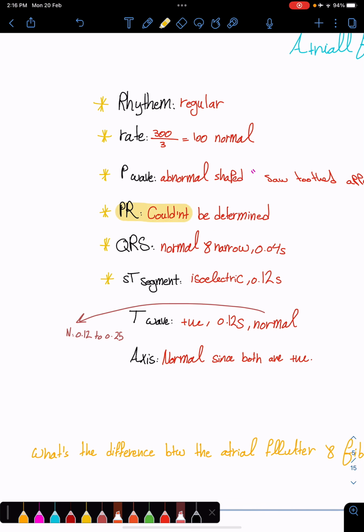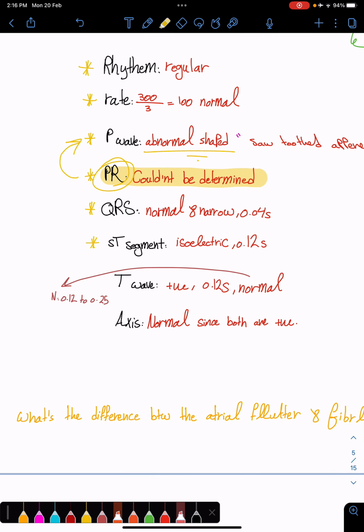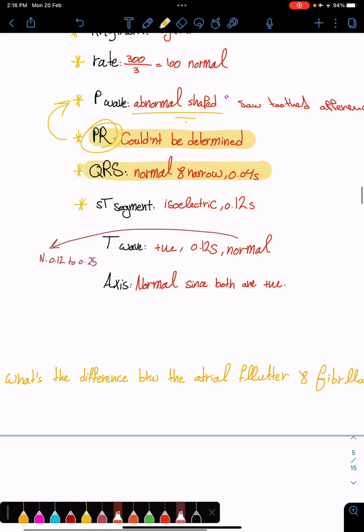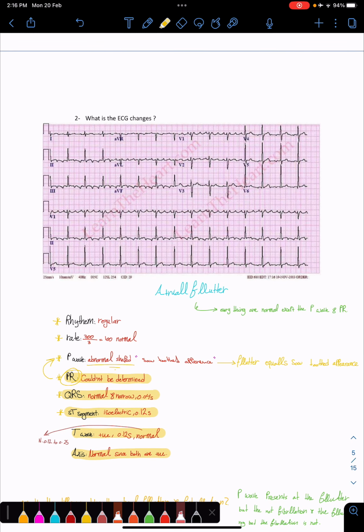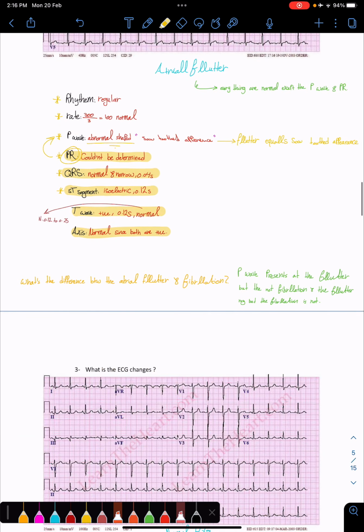The PR couldn't be determined because of the P wave. Why couldn't we determine the PR? Because the P wave is abnormally shaped. That's why we couldn't determine the PR. The QRS is normal; there's no problem in the ventricles. ST is normal, the T wave is normal. The axis is normal since both lead 1 and aVF are positive.